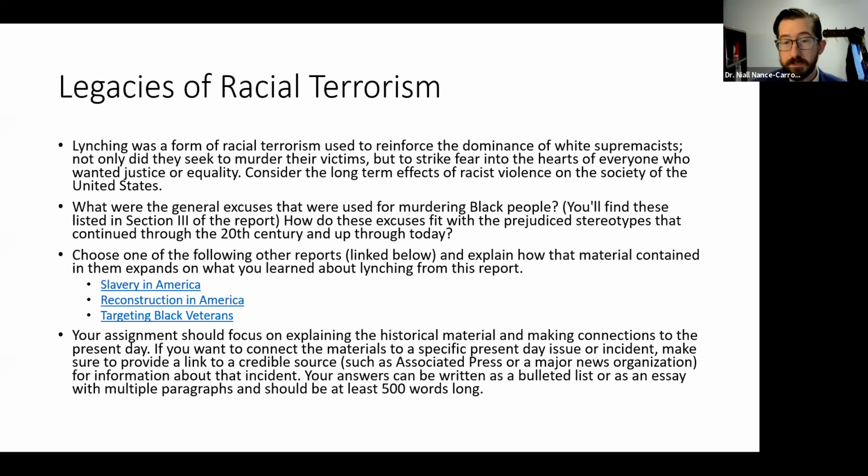So the phrasing here is intentional. It aligns with the reading. So the use of racial terrorism as the description here, that's the language the EJI uses for this. And there's a clear division here between white supremacists and people who wanted justice. That's designed so that students know which side they're supposed to be on. There's not much attraction then to picking a side of bigotry and evil.